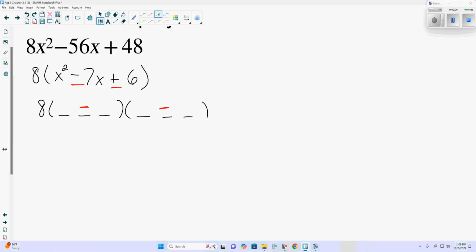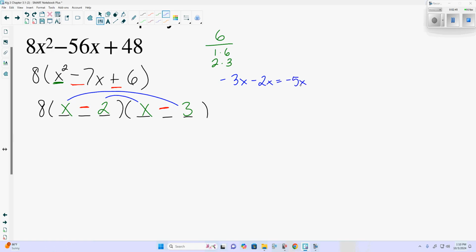Now we need to find the factors of the first and third term. Well, our first term is x squared. The only factors of x squared are x and x. Factors of 6: 1 and 6, 2 and 3. Which one do we want to try first? 2 and 3. And we can check this here. x times negative 3 is negative 3x. Negative 2 times x is negative 2x. Is negative 5x the middle term we wanted?